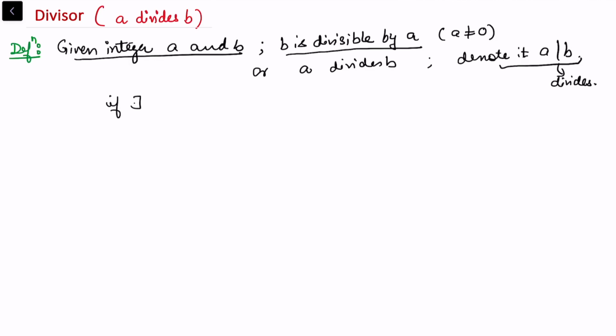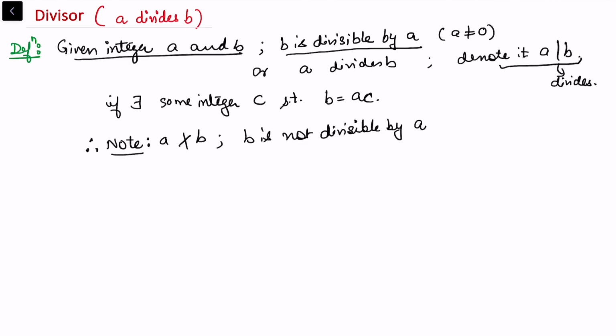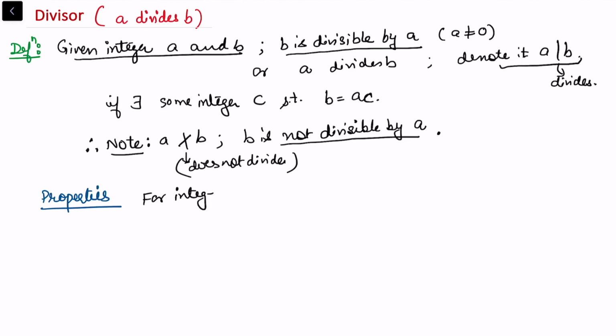This holds if there exists some integer c such that b can be written as a times c. And we say a does not divide b, using this symbol for "does not divide", if b is not divisible by a. With this notation, let us understand some of the very basic properties of divisors, and for that let me consider three integers.